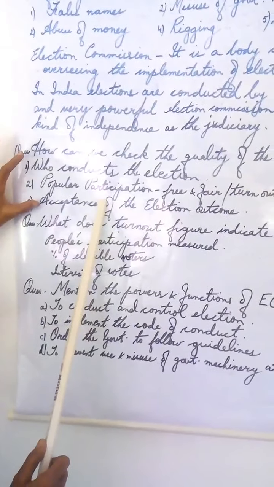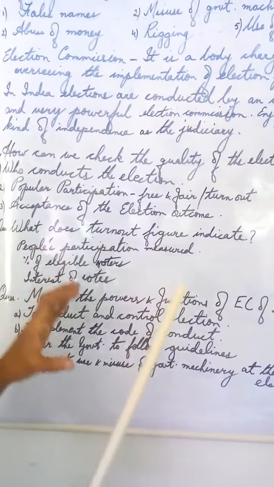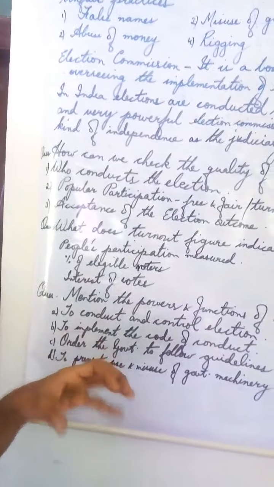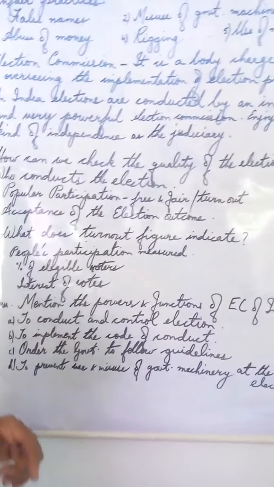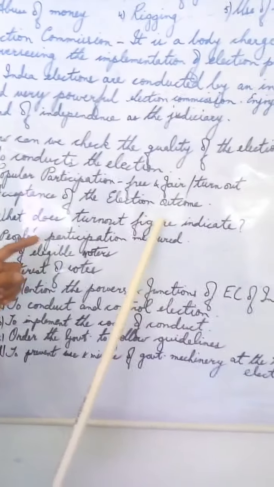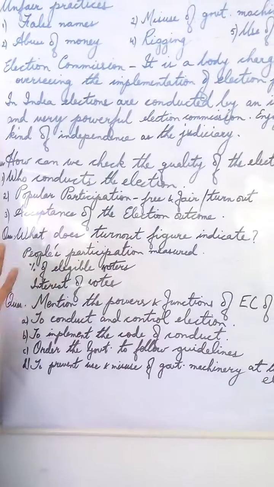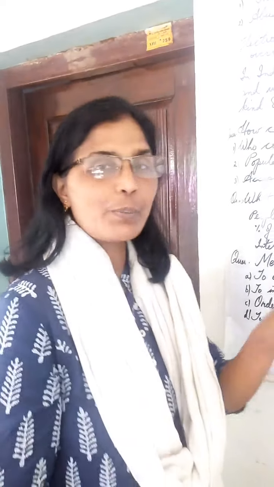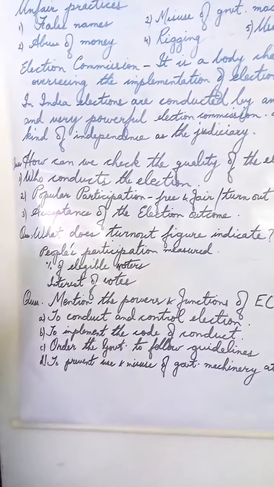The second thing is popular participation, whether the people have cast their vote in a free and fair manner. We even check the turnout, which means we find the number of people who have come to cast their votes. Then there is acceptance of the election outcome. Only if the election is free and fair will it be accepted. If the election is not free and fair, meaning some rigging has taken place, then obviously the party which loses will not accept the outcome of the election. So these are the three points to be noted when we consider the quality of the election process.